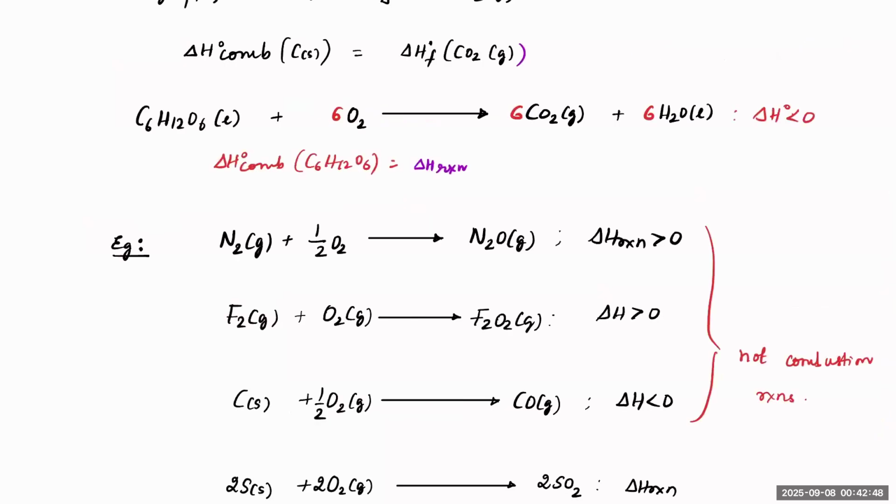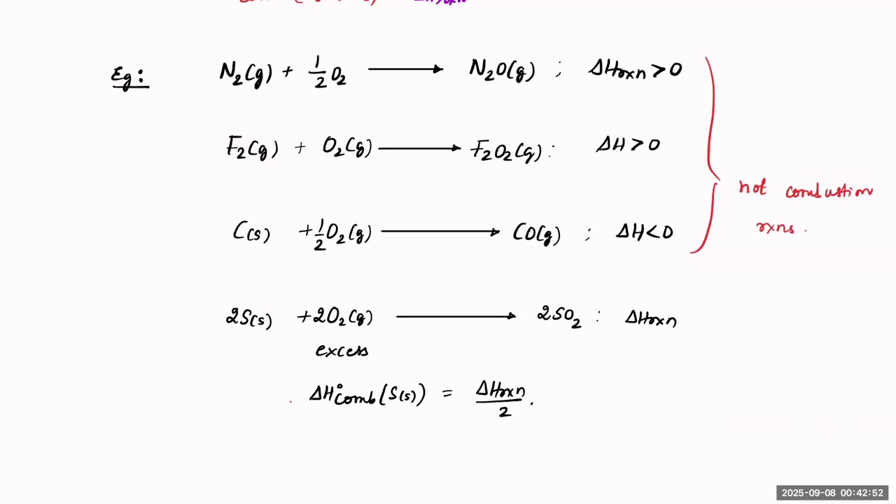Clear? Right. Now, N2 plus half O2 giving N2O looks like combustion, except that delta H of the reaction is coming out to be positive. If delta H of the reaction is positive, it is definitely not combustion. Similarly, F2 plus O2 forming F2O2 also has a positive delta H.